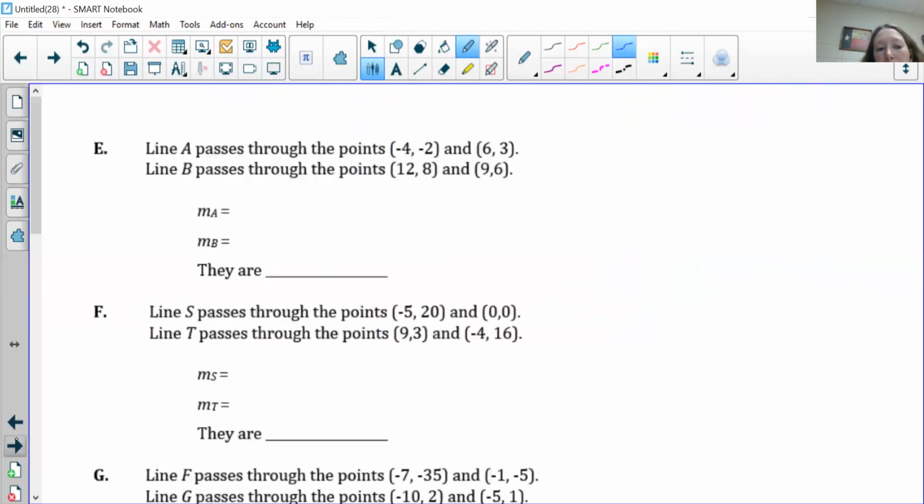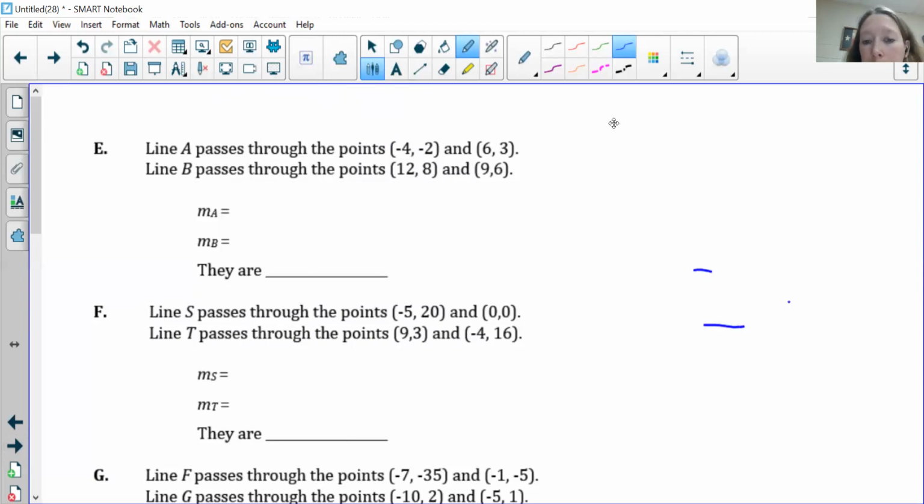All right, we have lots more examples, so let's work a couple of these. They're wanting us to actually compare two different lines. So we're going to have to find the slope of both of these and then see how they're related to each other. All right, let's work this first one.